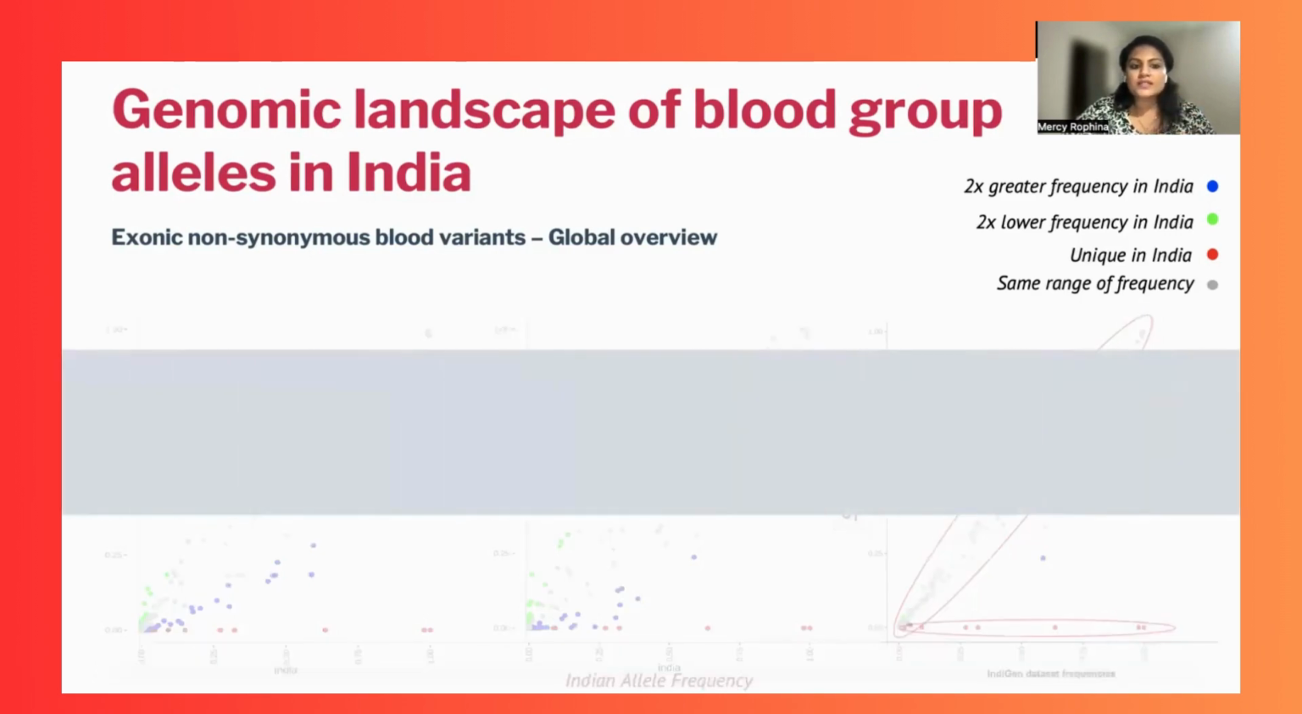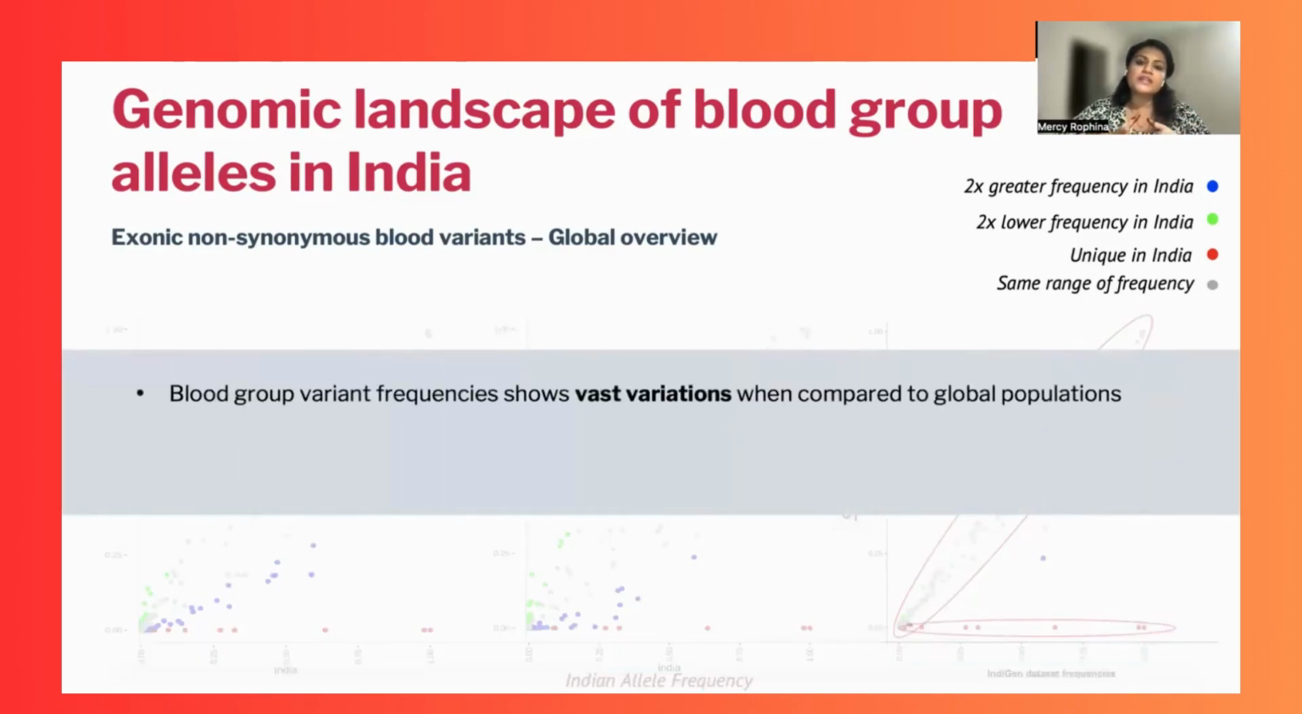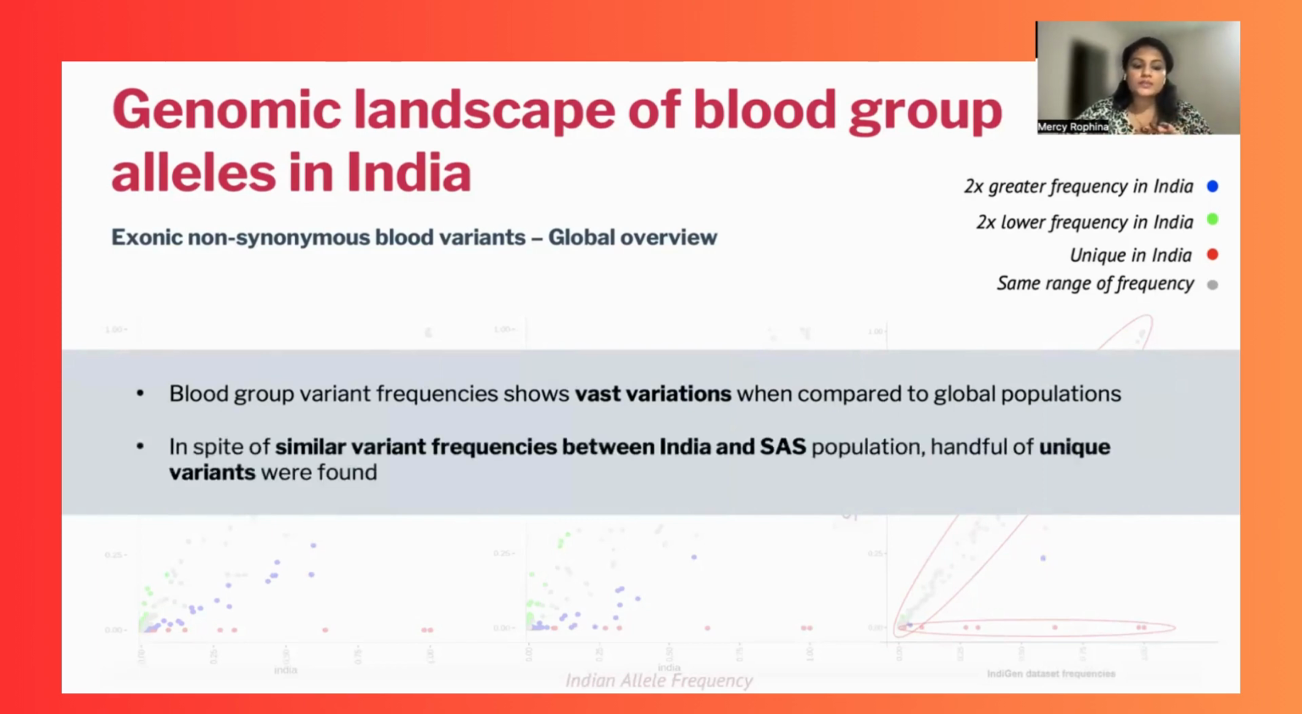So, the take home message here is that blood group variant frequencies show vast variations between the Indian population and other global populations. Although there are some similar variant frequencies which we observe between the Indian population and the South Asian population, we also observe a handful of unique blood group variants which are seen only in the Indian population and are not observed in the other South Asian populations yet.